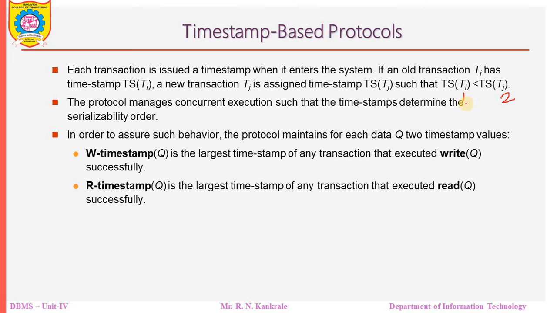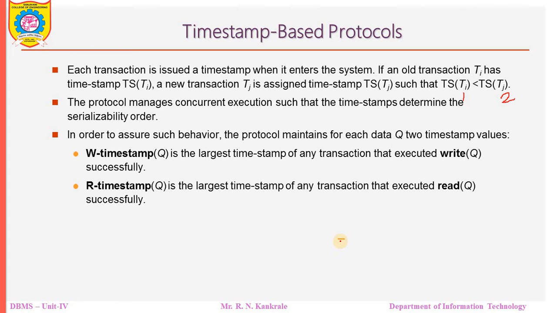So according to this there are rules for older and younger ones, rules about conflicting instructions, and rules about the concurrency challenges that need to be enhanced. These timestamp based protocols are also deadlock free. They are used to enhance concurrency. The protocol manages concurrent execution such that timestamps determine the serializable order. Serializable order means that Ti has arrived before Tj, and that is true.